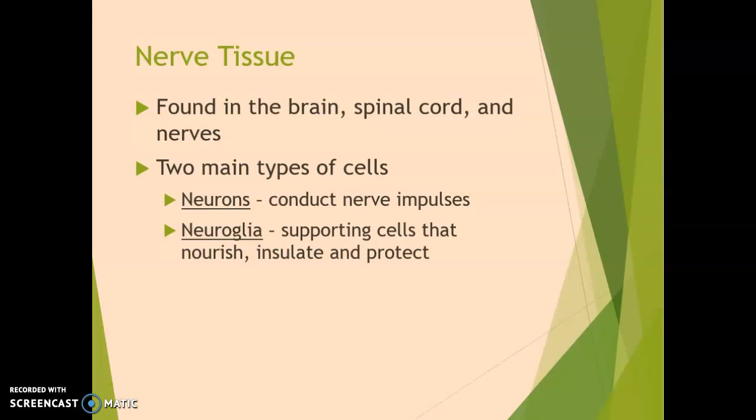Nerve tissue is found in the brain, spinal cord, and nerves. The two main types of cells are neurons, which conduct nerve impulses, and neuroglia, which are supporting cells that nourish, insulate, and protect.